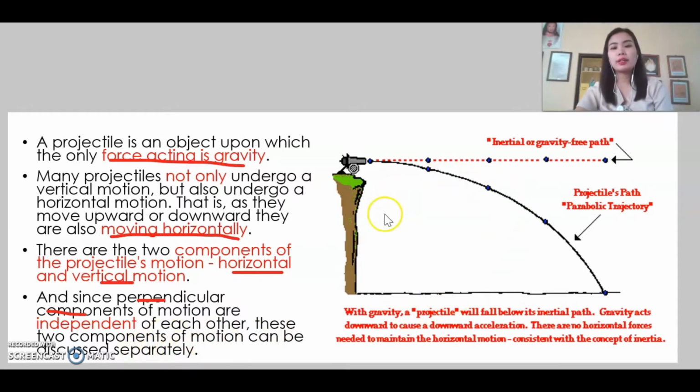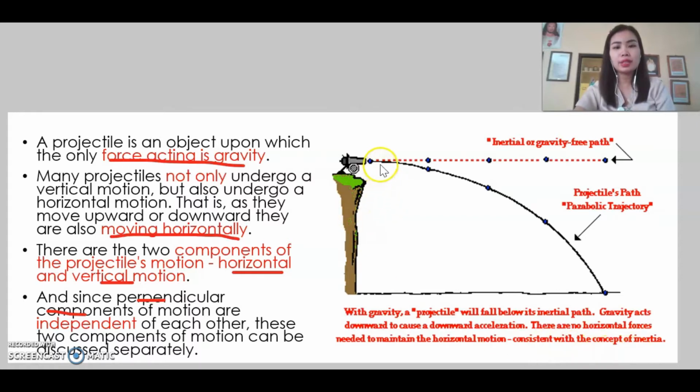In our diagram, we can see that with gravity, the projectile will fall below its inertial path. Okay? Gravity acts downward to cause a downward acceleration. There are no horizontal forces needed to maintain the horizontal motion. Instead, it is consistent with the concept of inertia.